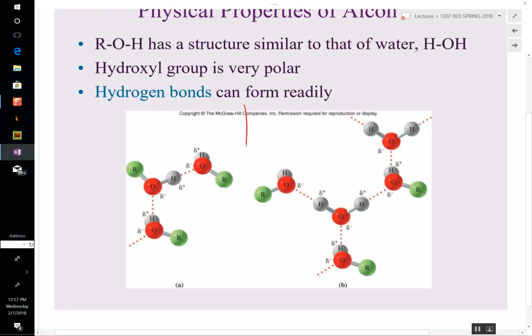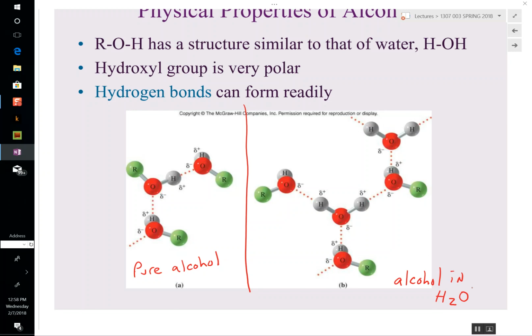Okay, here's where we're going to look at just a pure alcohol all by itself. And this is an alcohol in water.